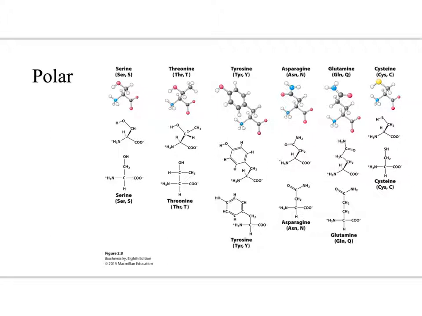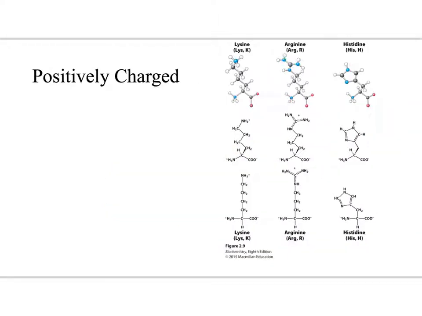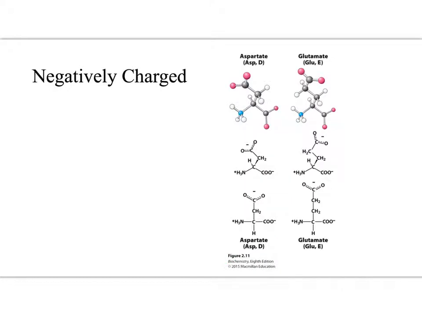In terms of the polar amino acids, we said there were 6 of those. We have serine, threonine, tyrosine, asparagine, glutamine, and cysteine. And again, you need to know the structure. So they have the same basic structure, but it's our R group that's changing in these cases. Our R group is going to be different from one amino acid to the next. Our positively charged, we have lysine, arginine, and histidine. And then our negatively charged, aspartate and glutamate.